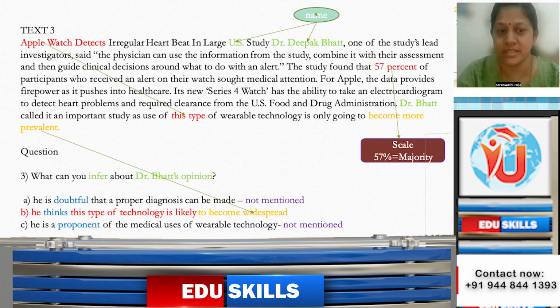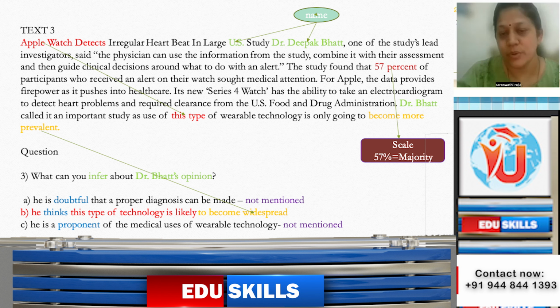"He thinks" - okay. Proponent means a supporter, an argument like that. Actually, I didn't know this meaning of the word proponent, that is why I thought this was the answer. Okay, B is the answer. "He thinks" - they never say that directly. They will not say "I think"; they would say "I speak" or "I thought" like that. But here they did not say that, they only stated the fact.